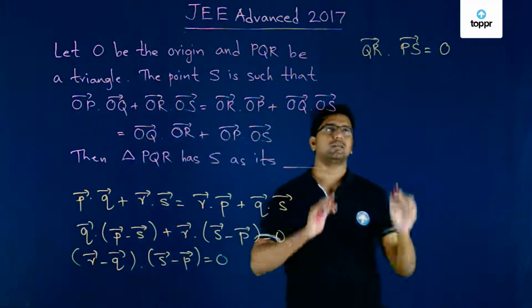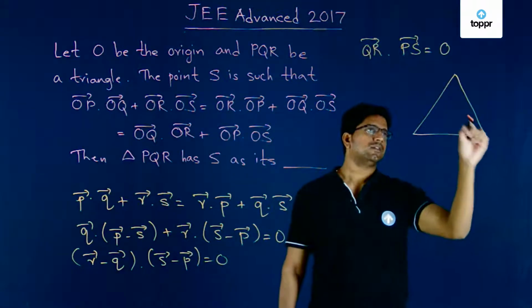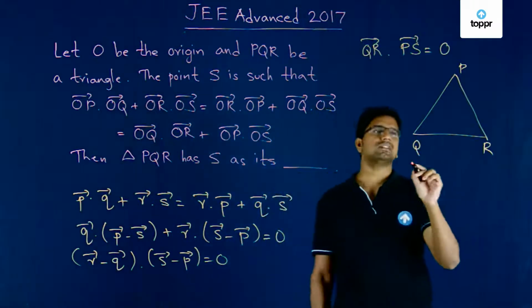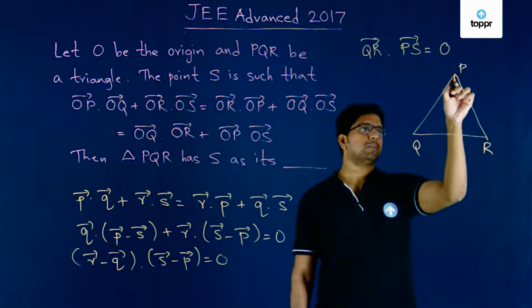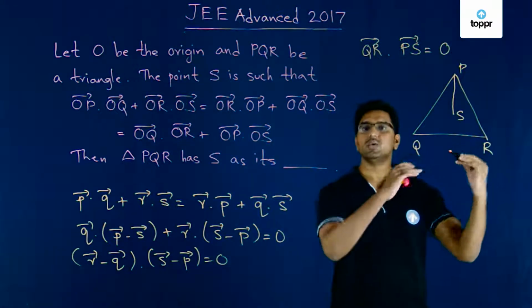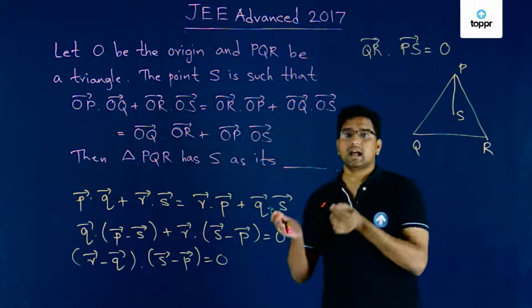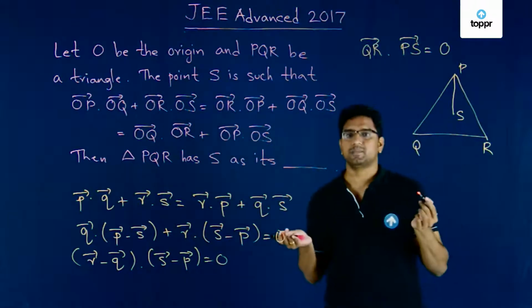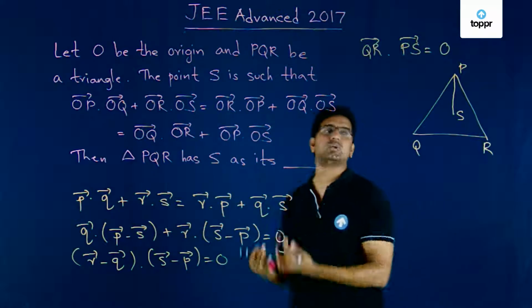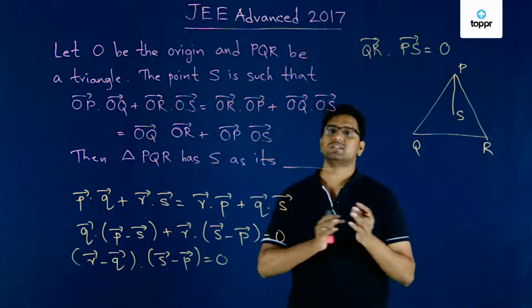Now have a look at what this particular thing says. If you have a triangle which has its vertices as P, Q and R, it says that S is a point such that if you join PS, this vector is perpendicular to this side QR. So we are already getting a clue that PS is an altitude to the side QR. This already gives us a lot of information, and in such a case you can very well conclude that the point we are looking at is nothing but the point of concurrence of the altitudes, which is the orthocenter.